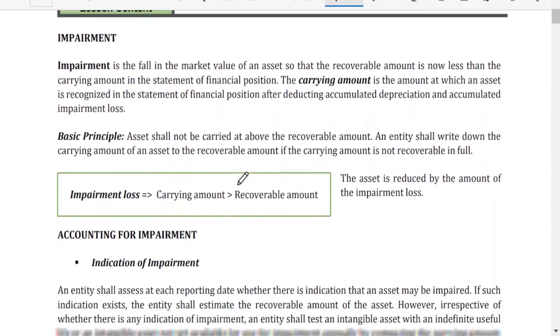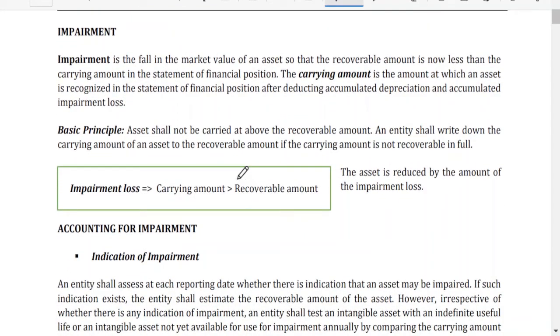So let's proceed. What is an impairment? When we talk about impairment, that is the fall in the market value of an asset so that the recoverable amount is now less than the carrying amount in the statement of financial position. To know if the asset is impaired, we need to compare the carrying amount and the recoverable amount. If the recoverable amount is lesser than the carrying amount, the asset is considered as impaired.